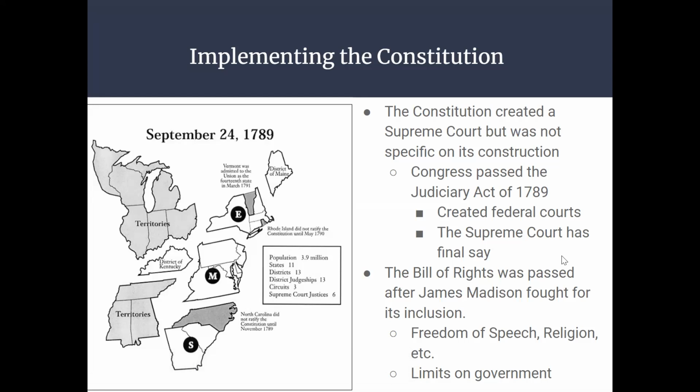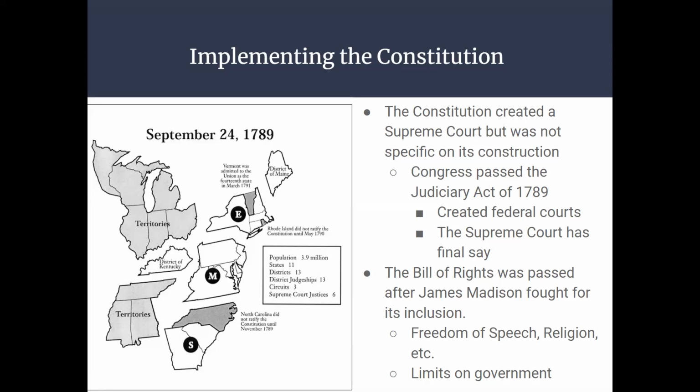The Supreme Court's very different from today than it was then. I believe when it first started, there were only 5 justices on the Supreme Court, and they met in the basement of the Capitol. Eventually, the Supreme Court would have the final say over other federal courts.